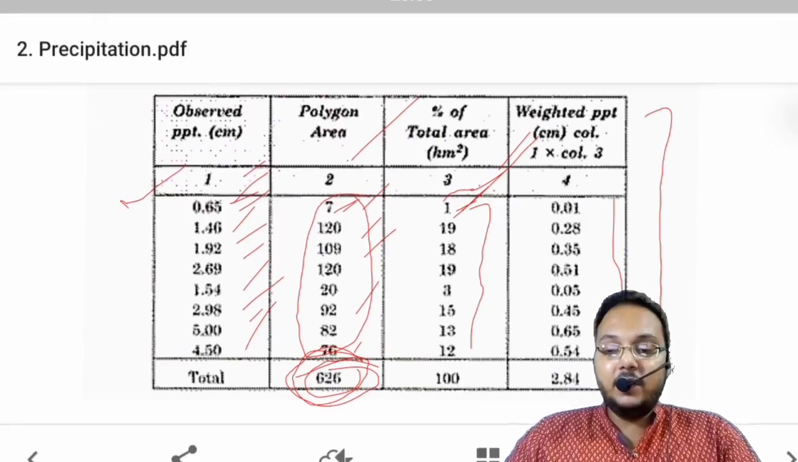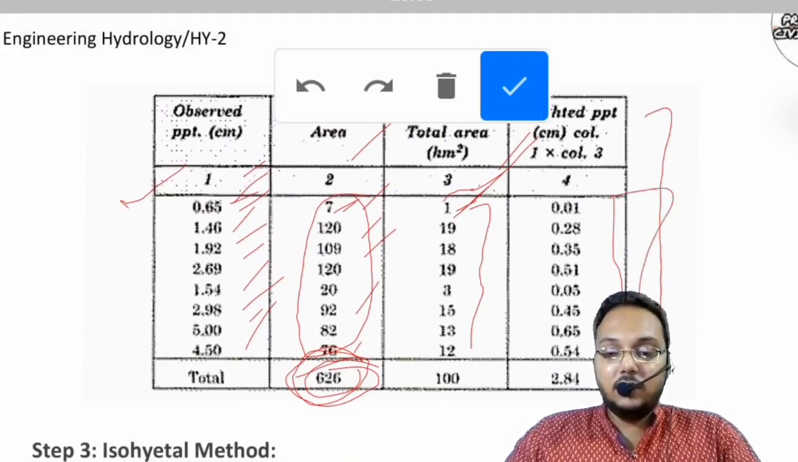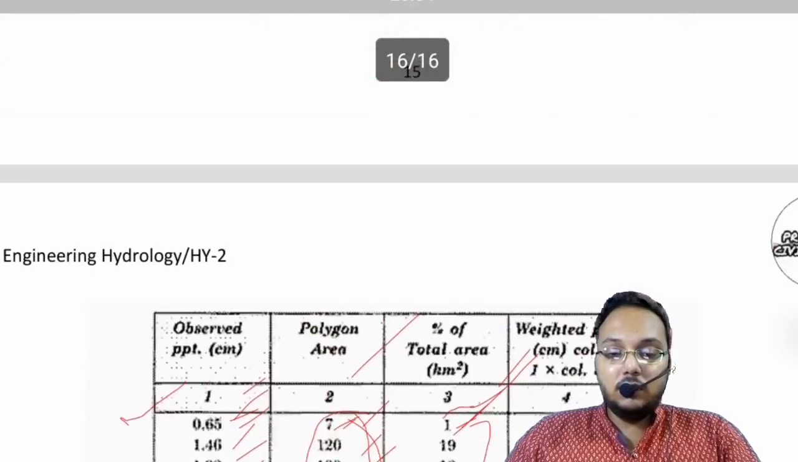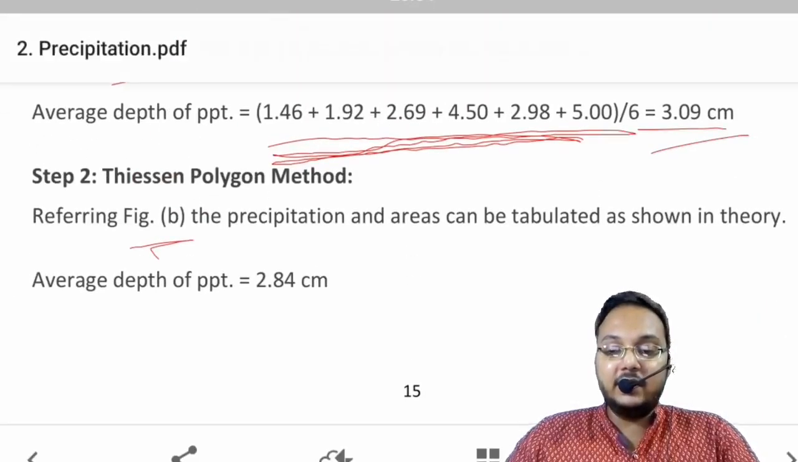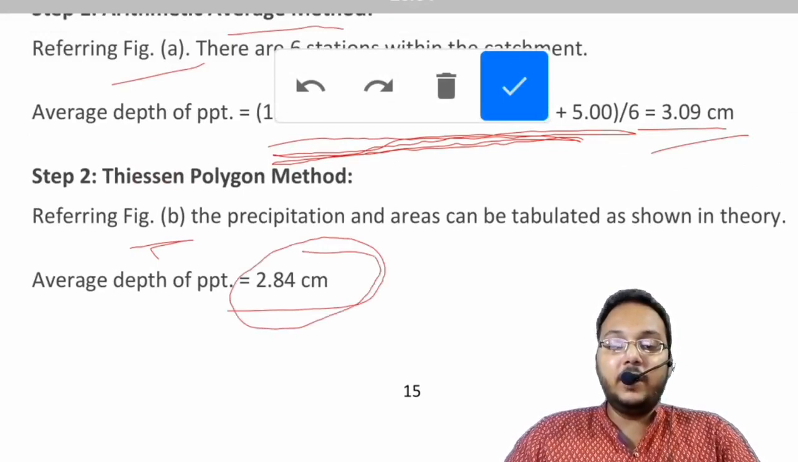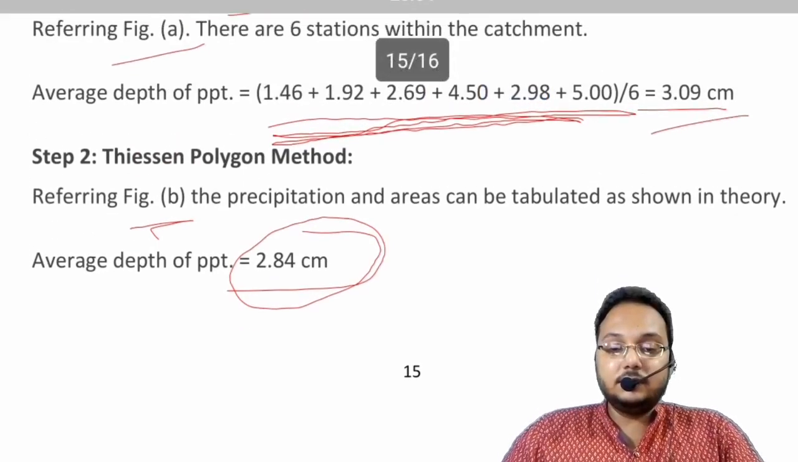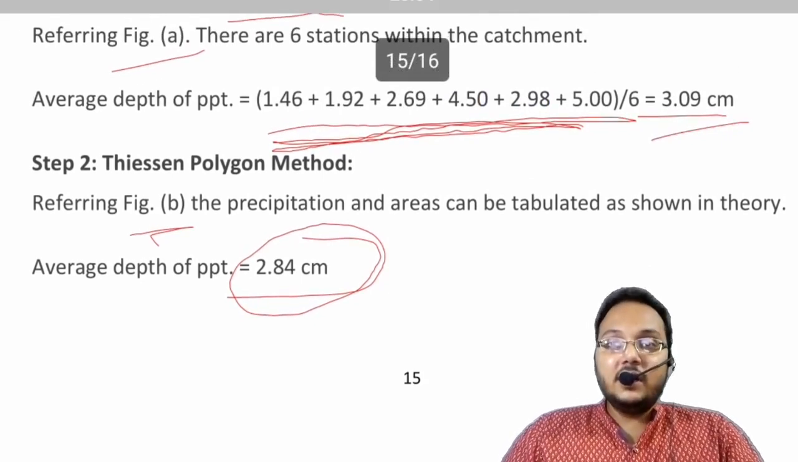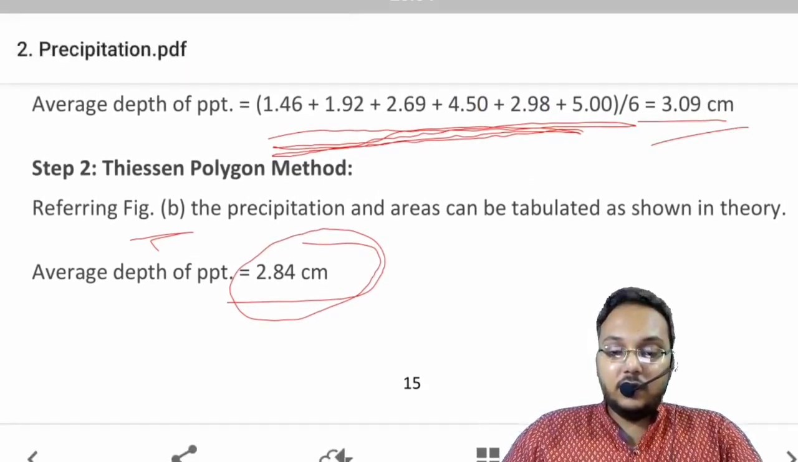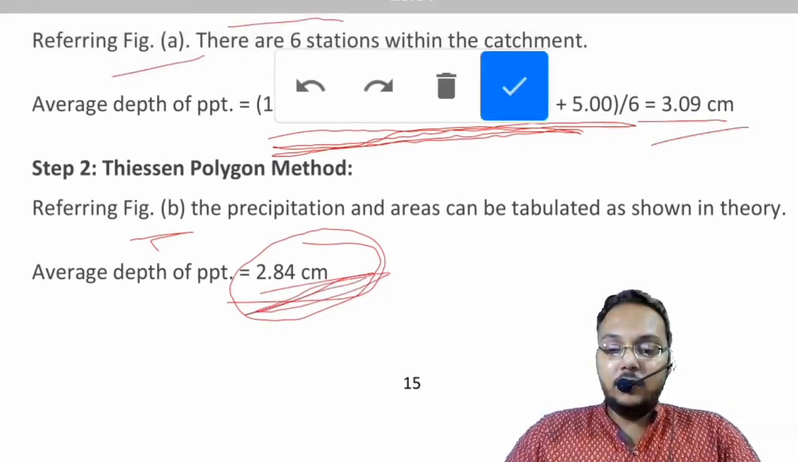So we have the weighted precipitation value, and we have the total area value. We will make the summation of both of these, and then get the average by dividing, and the value will be around 2.84 centimeter. Remember one thing, our catchment had an area of 626 kilometer square. So we can say that this value can be the right answer.